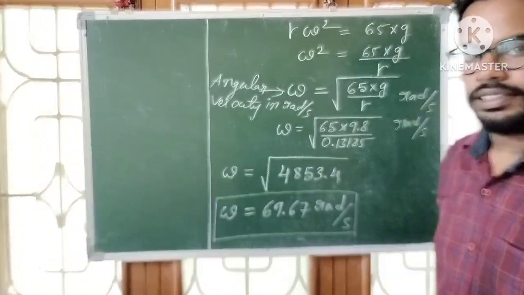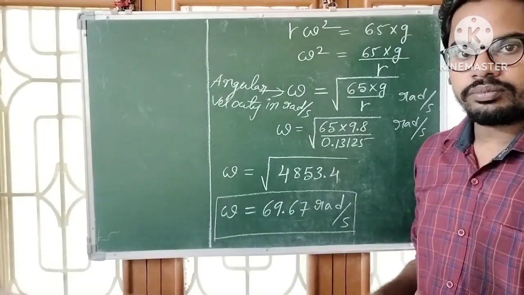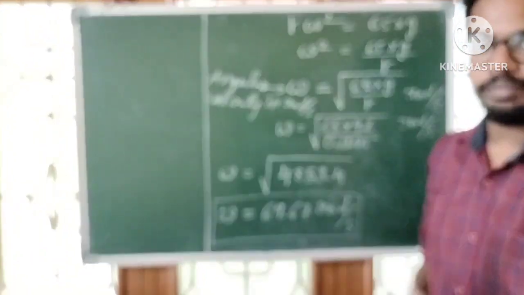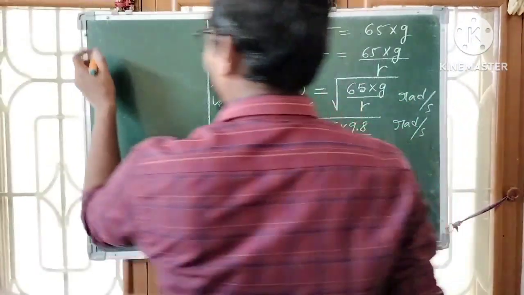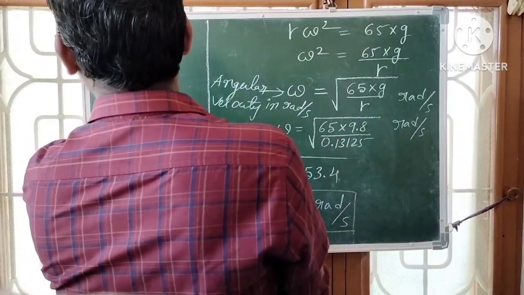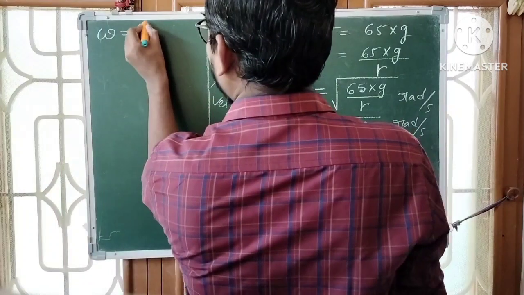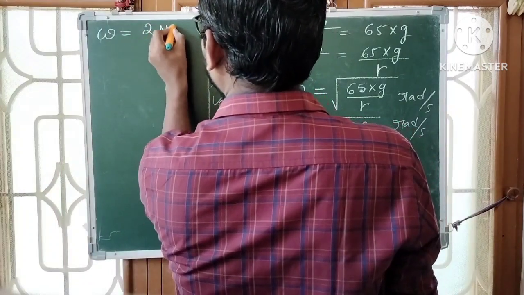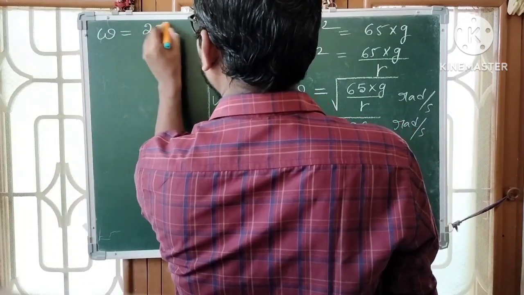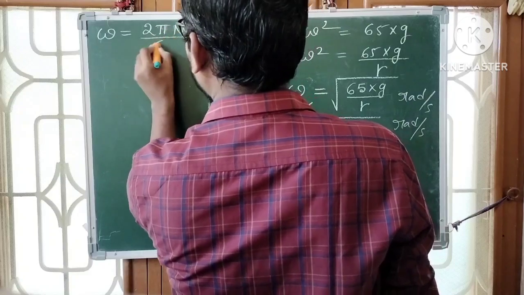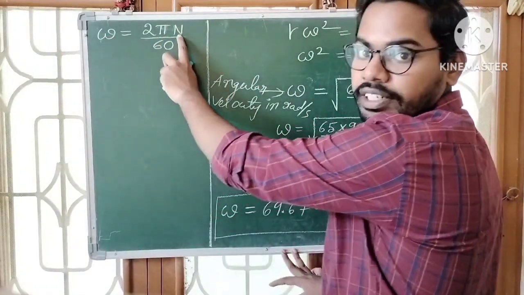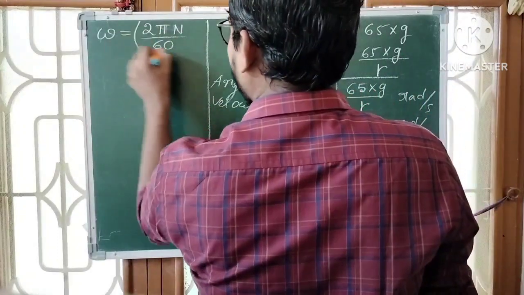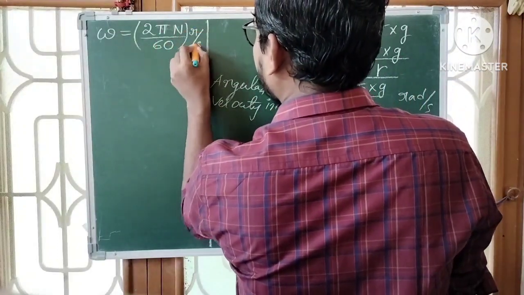But this is not my answer. My answer is the minimum rotational speed in RPM. So we need minimum rotational speed in RPM. We know that omega is equal to 2 pi N by 60, the relation between angular velocity and rotational speed in RPM. So 2 pi N by 60 radians per second.